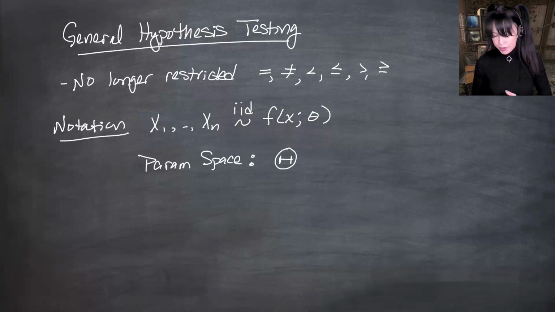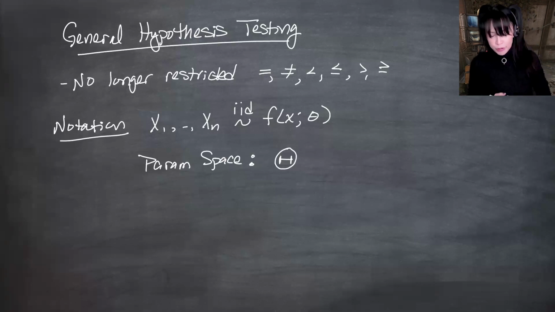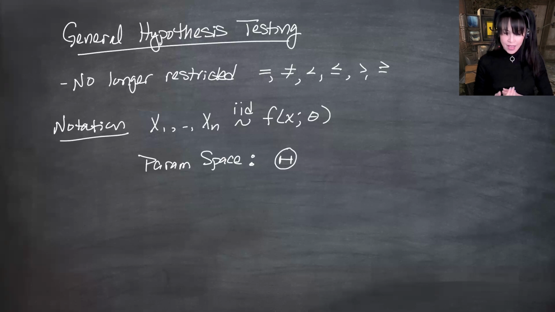A few ways of making a capital theta. I'm going to use this one. So for example, this might be 0 to infinity. It might be 0 to 1. It might be, I don't know what other things we've seen, but minus infinity to infinity, like for the mean for a normal distribution. And so that's going to be notation for our generic parameter space.